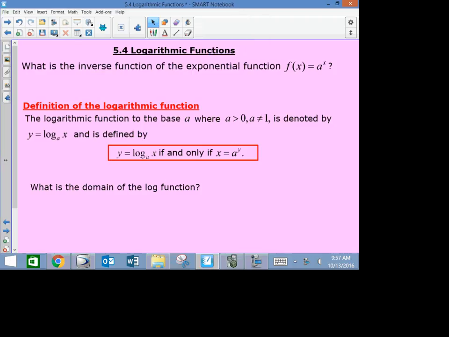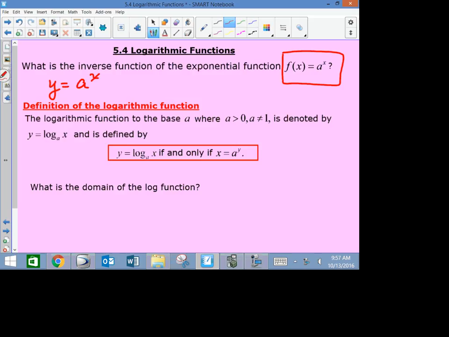All right. Okay, so we're going to be looking at the inverse function of an exponential function, f of x equals a to the x. Okay, let's try it. What happens when you do an inverse function? What's the first thing you're supposed to do? Switch around x and y. So the inverse looks like what kind?